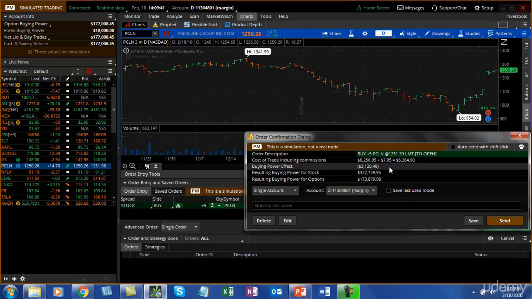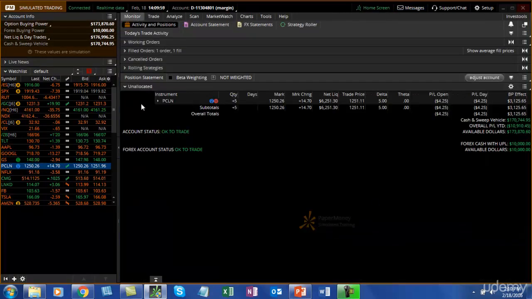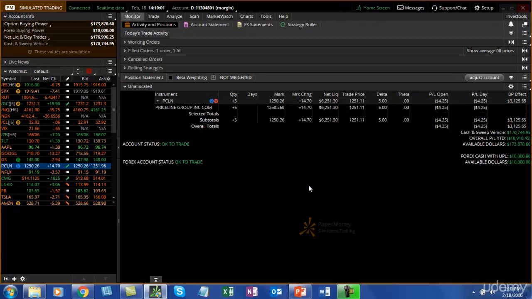And why is that? That's exactly because it's a margin account. And so we only pay 50% of the purchase value. So if I click send, now it got executed, bought 5 Priceline, filled. You can see this message right here. And now if you come to your monitor, you'll see that it is there on your portfolio. So Priceline is on. This is a trade that will keep on.